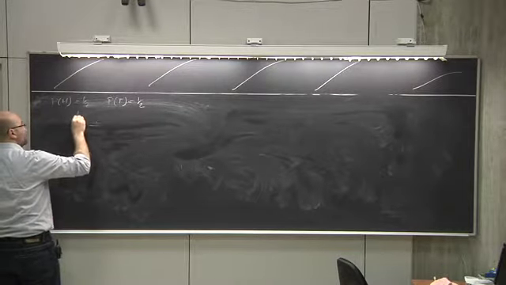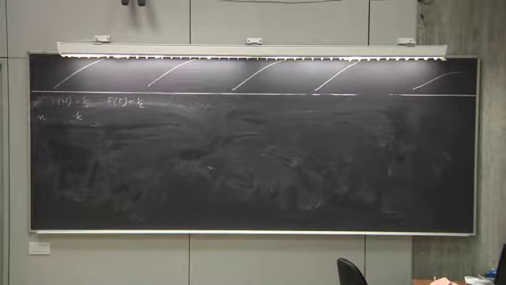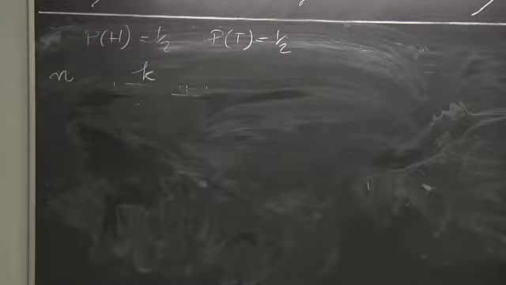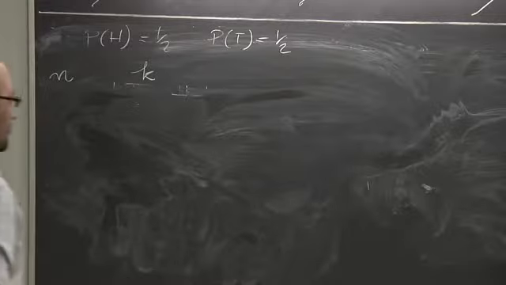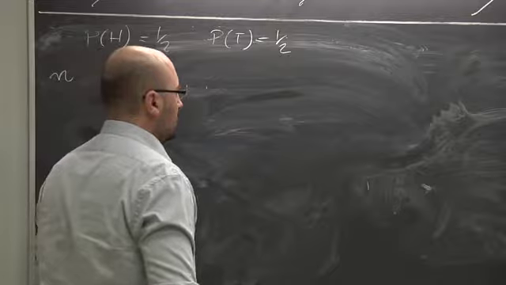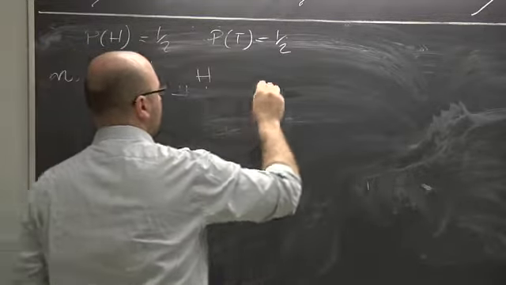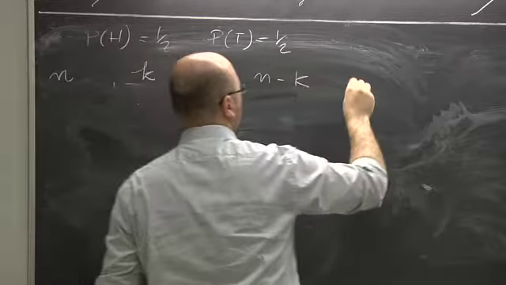So if I throw a fair coin n times, or I throw n coins at the same time, it doesn't matter. If the events are independent and the coin is fair, then the two things are equivalent. And I ask, what's the probability of getting k heads and n minus k tails?